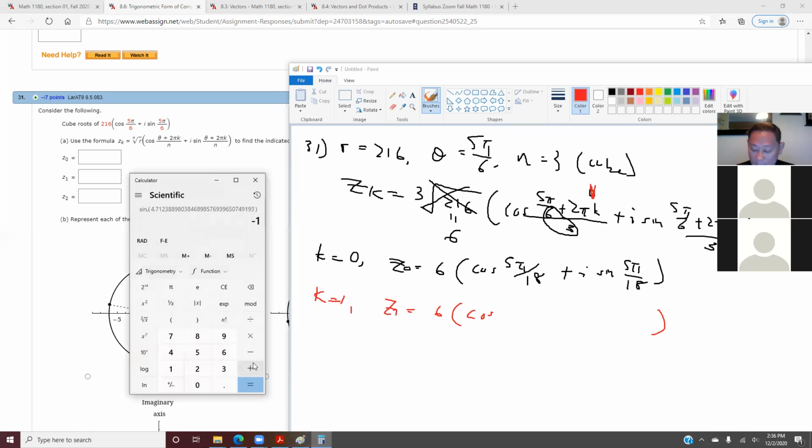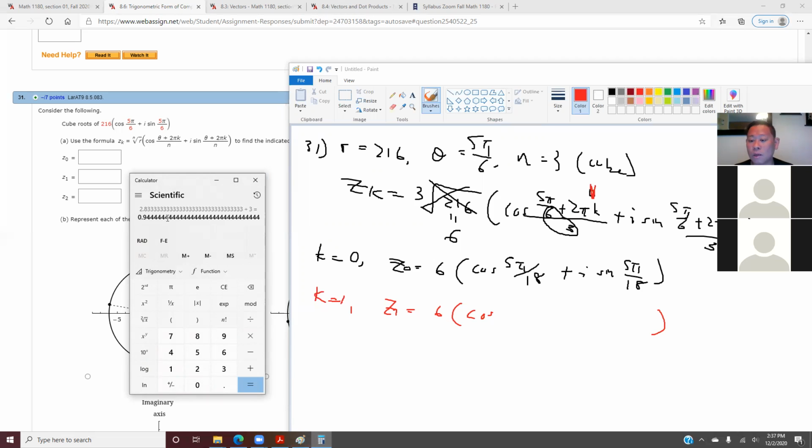So 5 over 6 plus 2, you will get this, and then you have to divide this by 3. So it's 0.9444, but you need it in fraction.